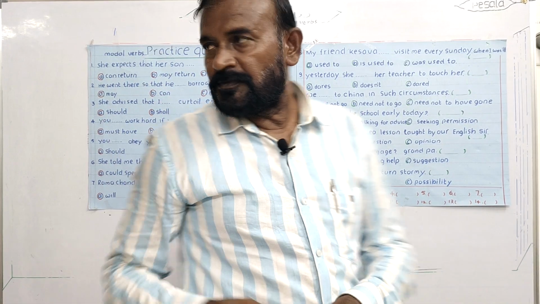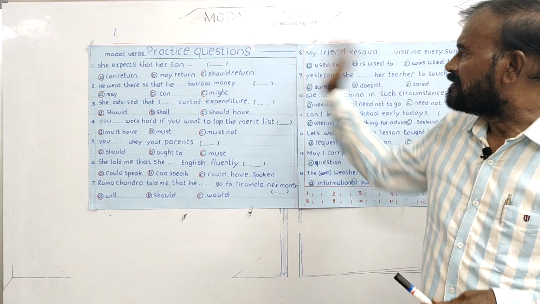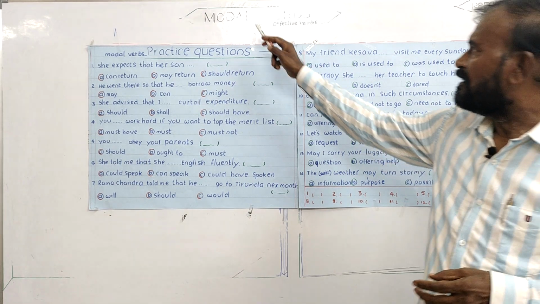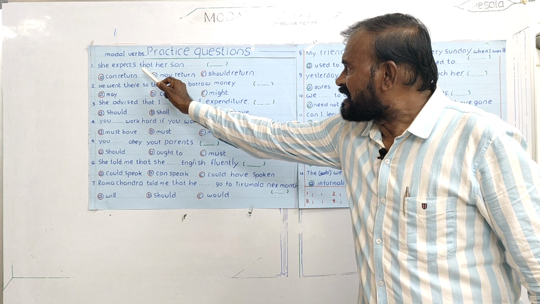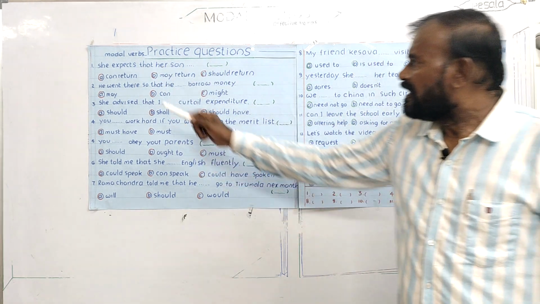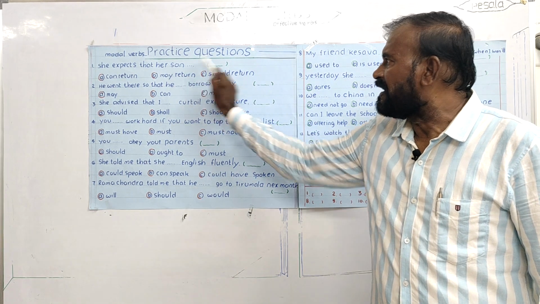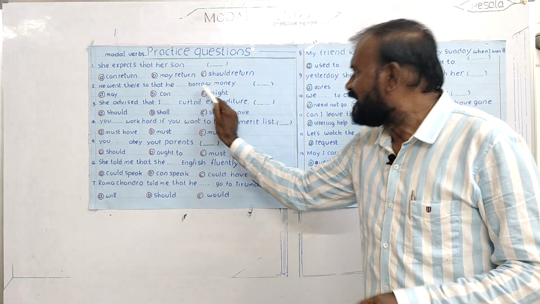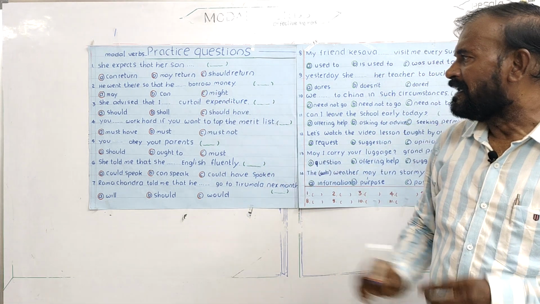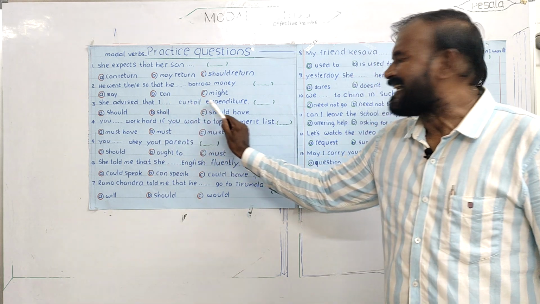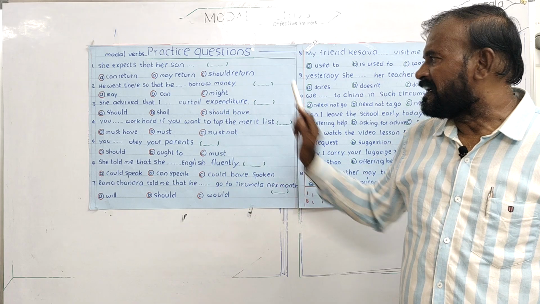And finally, we see some model questions or a test on modals. What we have learned. She expects that her son can return, may return, should return. It is may return. He went there so that he might borrow something. He advised that I shall curtail expenditure. I shall curtail my expenditure.